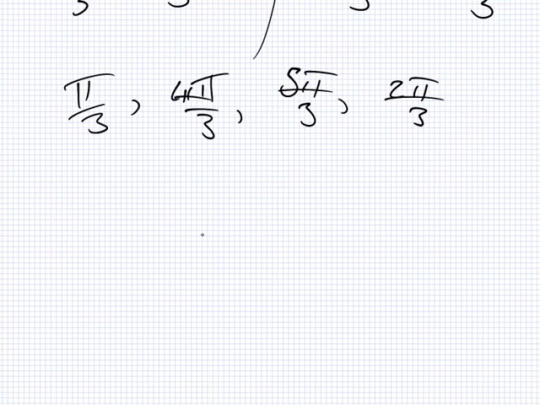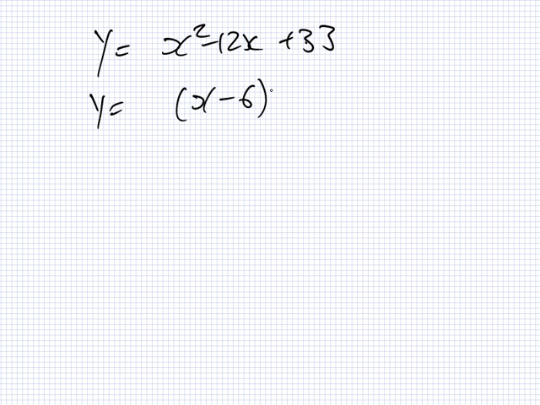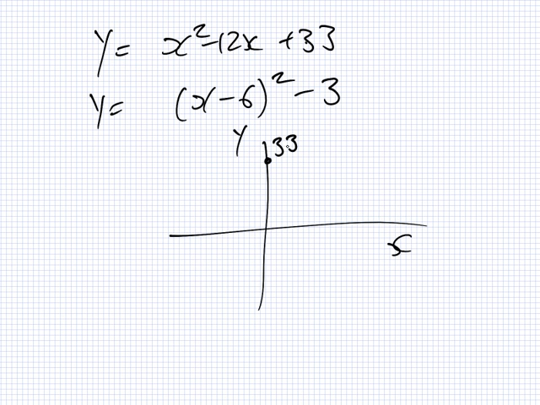A7: the curve has equation y equals x squared minus 12x plus 33. Write the equation in the form y equals (x plus a) squared plus b. Complete the square. So that's (x minus 6) squared minus 3 then. Sketch the curve showing clearly the coordinates of the stationary value and where it crosses the y-axis. Stationary value is at (6, minus 3). It's a U shape and goes to 33. So it's like this then.